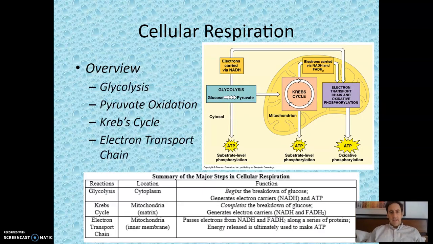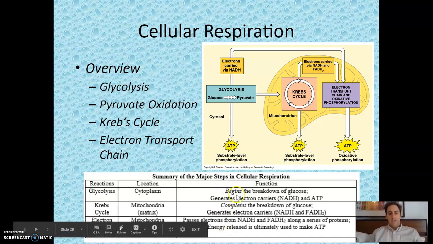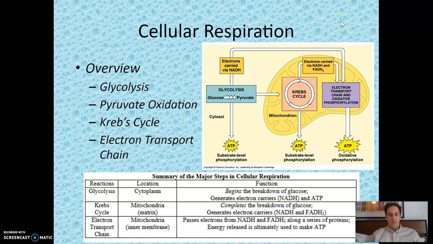The process is quite complicated, so we're going to break it down into a series of steps: glycolysis, pyruvate oxidation, which is kind of this unlabeled intermediate step here, the Krebs cycle, and the electron transport chain. Now on this handout, you'll see the table below, and this table summarizes what's happening in each of these major steps. I'm not going to go through that right now, but it is a good reference tool for you to come back to.